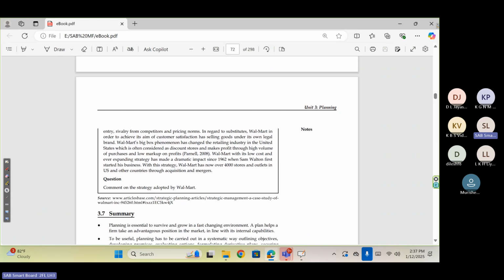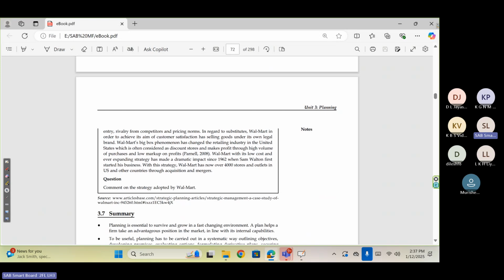Walmart's big box phenomenon has changed the retailing industry in the US, which is often considered as discount stores and makes profit through a volume of purchases and no markup. Walmart, with its low cost and ever expanding strategy, has made a dramatic impact since 1962. That's the origin. By Sam Walton, founder Sam Walton. First established its business. With this strategy, Walmart now has over 4,000 stores and outlets in the US and other countries, with an acquisition and merging strategy.